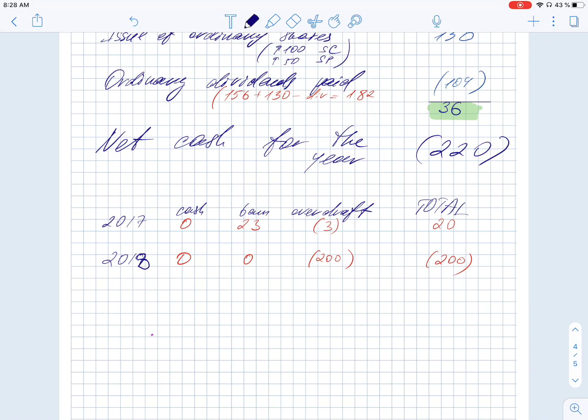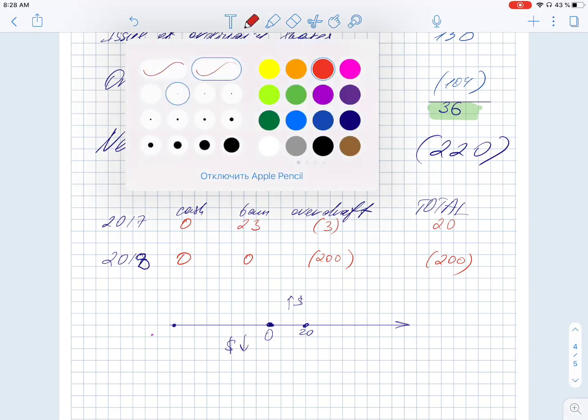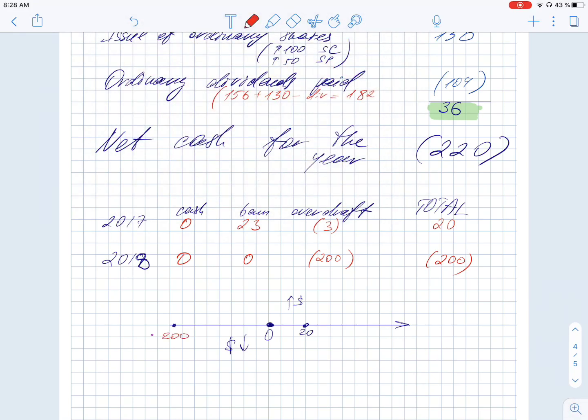And we can easily calculate the net decrease in cash if we assume here the 0 cash, and here would be positive cash, and here would be negative cash. We can say that at the beginning of the year, the company had 20. It's here. At the end of the year, the company had 200 with a negative sign, 200 overdrawn, which is here. And the total difference between the two points is 220. So we have just proved that our cash flow statement was compiled in the correct way.